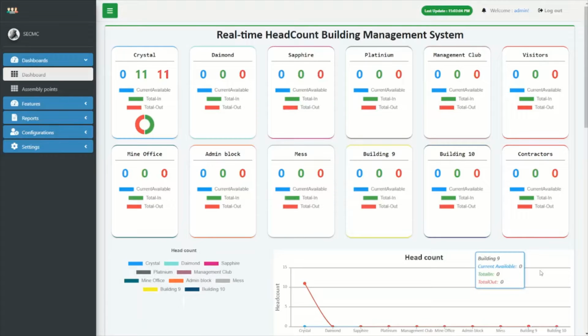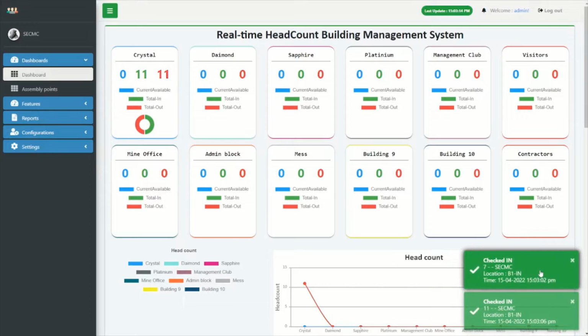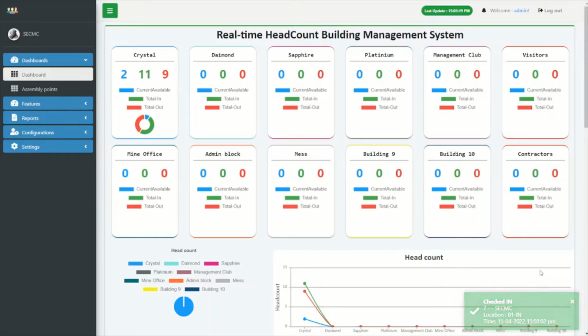Now let's have the demo of the real-time head count building management system. You can see that right now the people are entering the building. We can see the green pop-ups as well. In the control room, it shows that the people are entering, and you can even see the Crystal building.